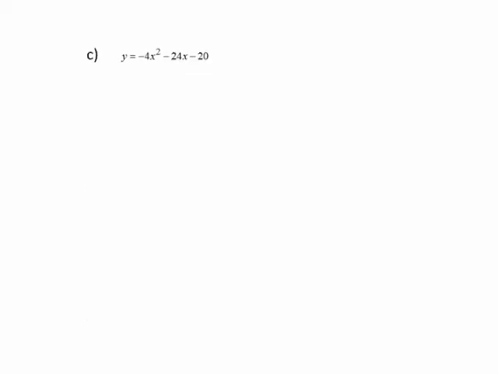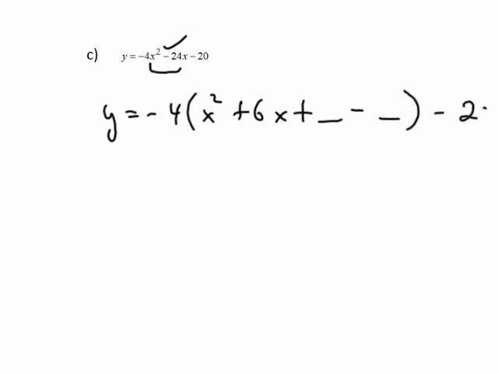Alright, one last example. Perhaps try it on your own, stop the video, and then start it up again to see how it goes. Alright, so I focus in on the first two terms. I'm going to factor out a negative 4. And so I get x squared plus 6x. Just watch the sign there. Negative times positive gets me back to negative. Plus something minus something. Keep the 20 on the outside for later.